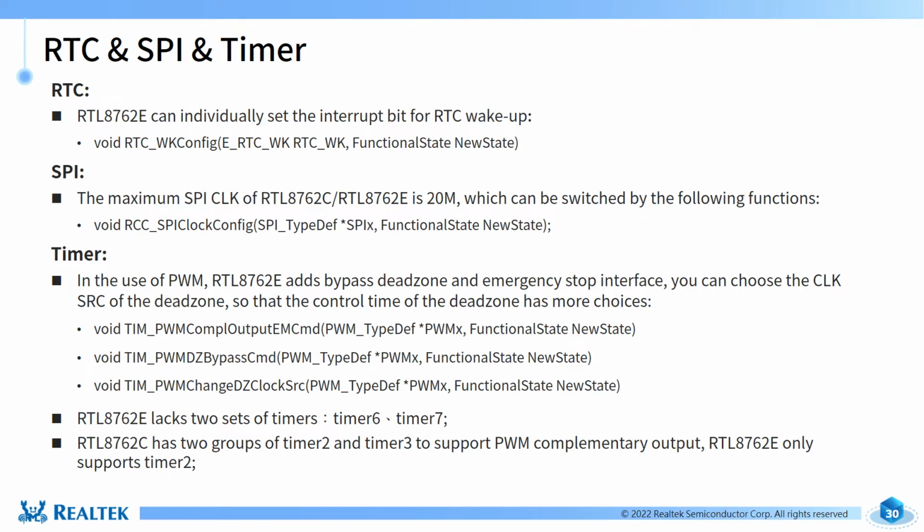When using PWM, the RTL8762E adds bypass dead zone and emergency stop interface. You can choose the clock source of the dead zone, so that the control time of the dead zone has more choices. There are three functions for reference below. The RTL8762E lacks two sets of timers, timer 6 and timer 7. The RTL8762C has two sets, timer 2 and timer 3, to support PWM complementary output, while the RTL8762E only supports timer 2.